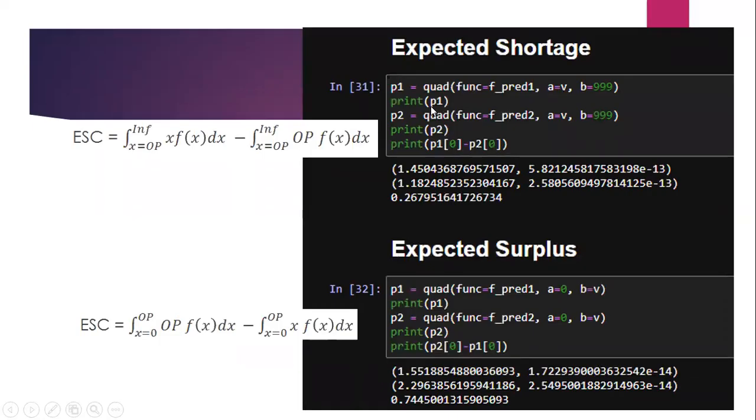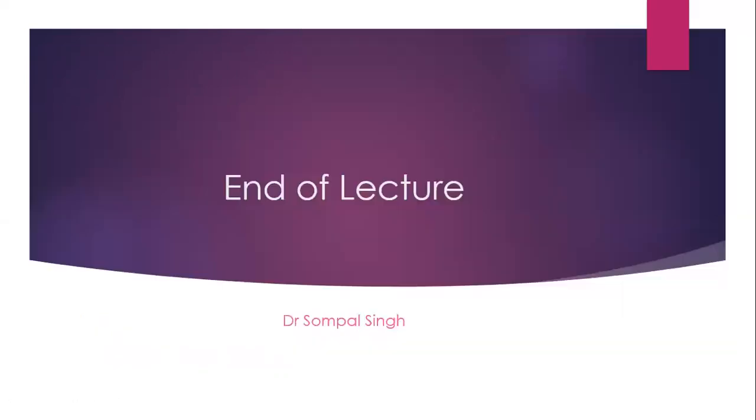Now we just integrate these two terms and calculate the difference to get the expected shortage. The expected shortage is 0.26 or 0.27. These are number of items. And the expected surplus is 0.744. These are again number of items. So this is how we can calculate the expected shortage and expected surplus using Python code. Thank you very much.